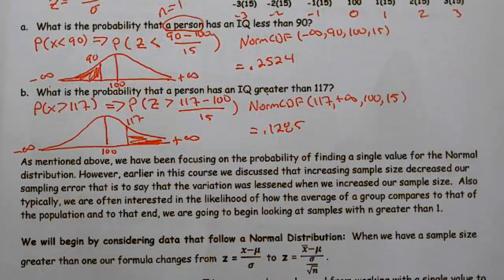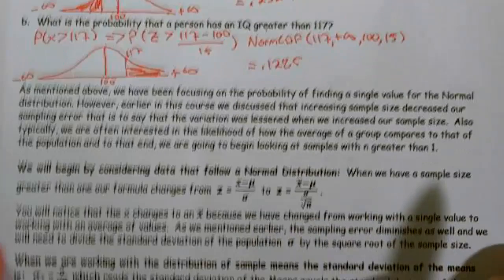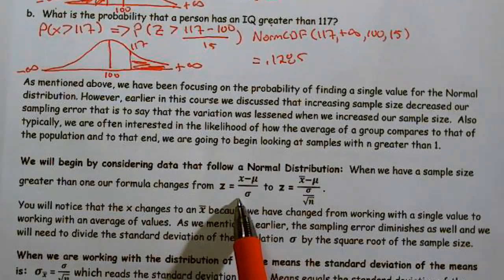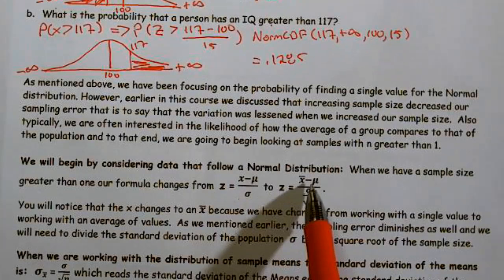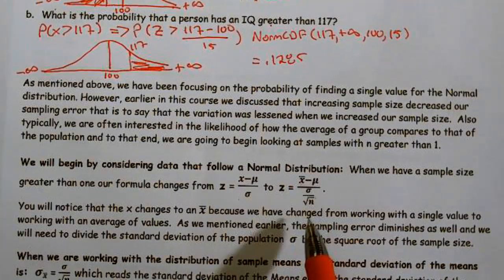Okay, so as we mentioned above, we were working with a singular value, or an individual, or a sample size of 1. But what happens when we increase our sample size? What if we're dealing with a sample size of 5 or 10 or 100? Well, our formula is going to change slightly. We were working with this formula, and now it's going to shift to this, where X bar is an average. So we went from X to X bar, the sample average, and then we're dividing by the square root of the sample size.